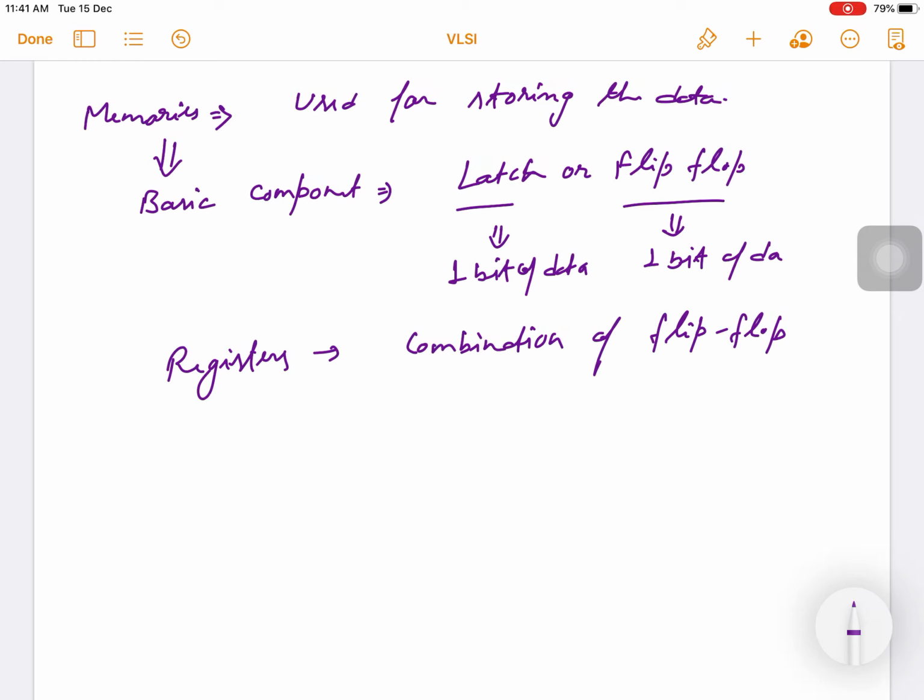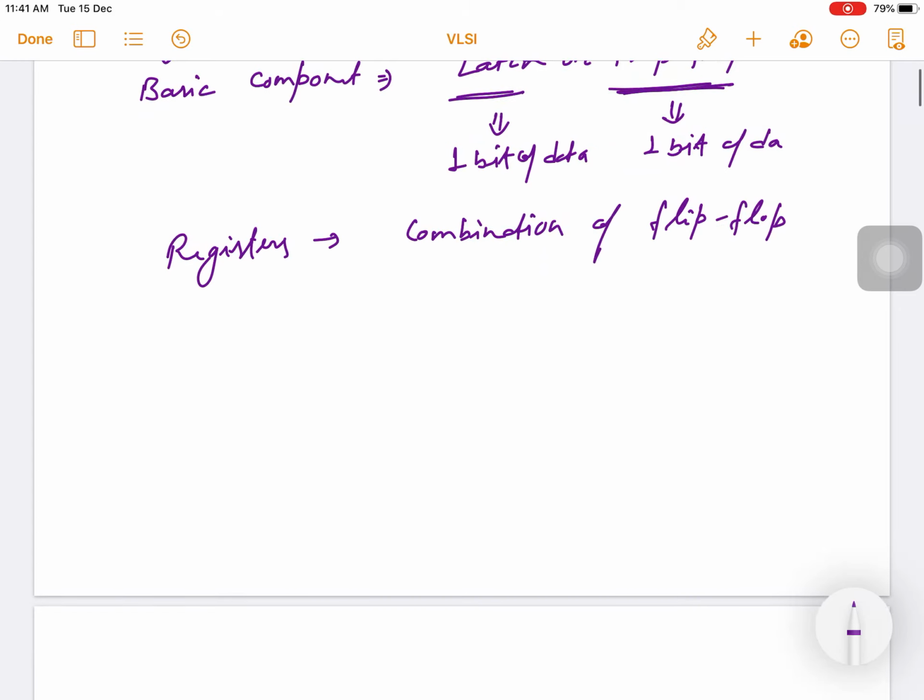Ultimately, these flip flops, whatever I have written over here, are made by transistors. So, in this unit on memories, our motive is to study the memory structure and memory circuit at the transistor level, how the memories are structured at the transistor level. So, let us start with these memories.